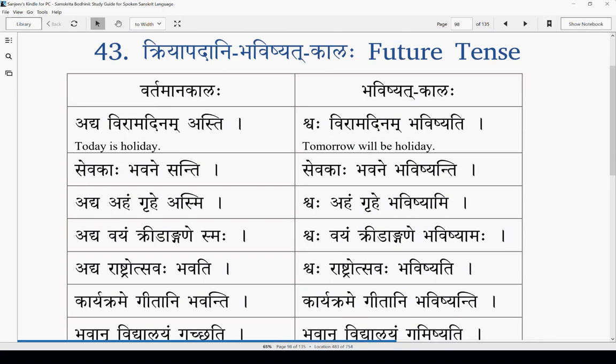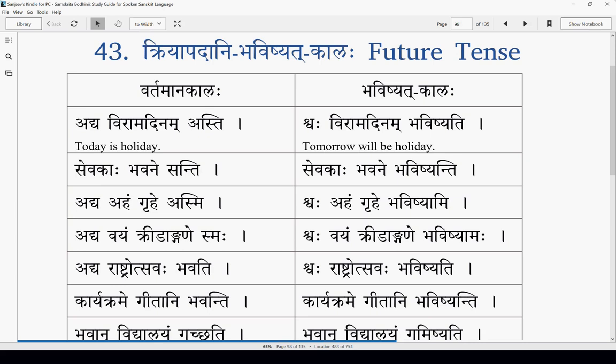That brings us to bhavishyat kala. So last time we saw the bhutakala kritanta rupam using the gatavan, gatavati, etc., pratyaya. And now we added the sma, making the past continuous. Again, note that in Sanskritam there is no separate form for present continuous.